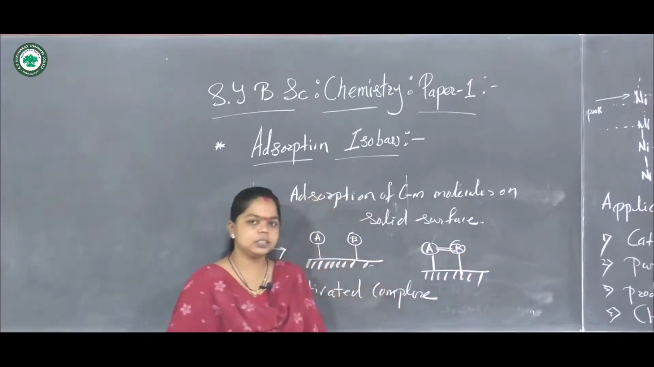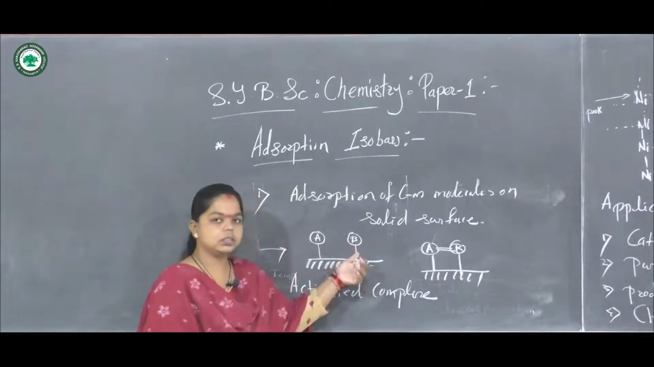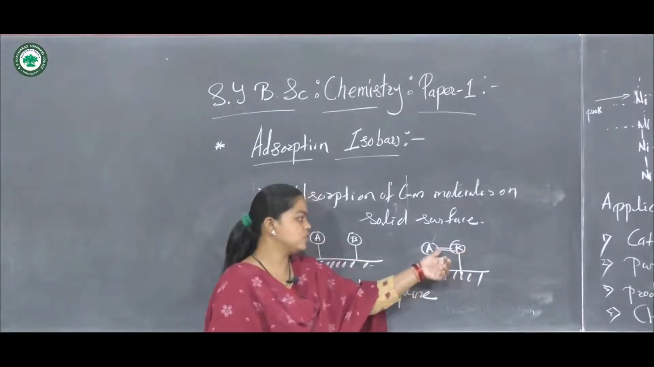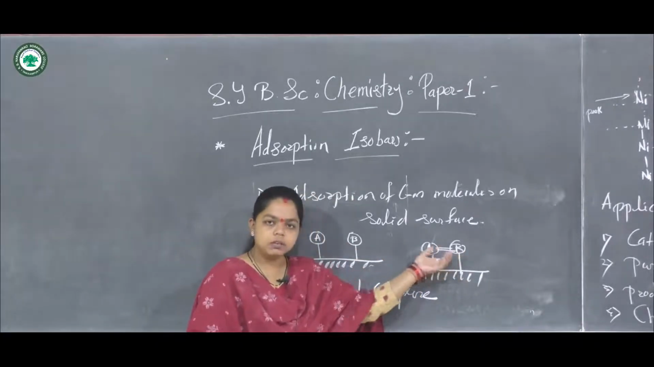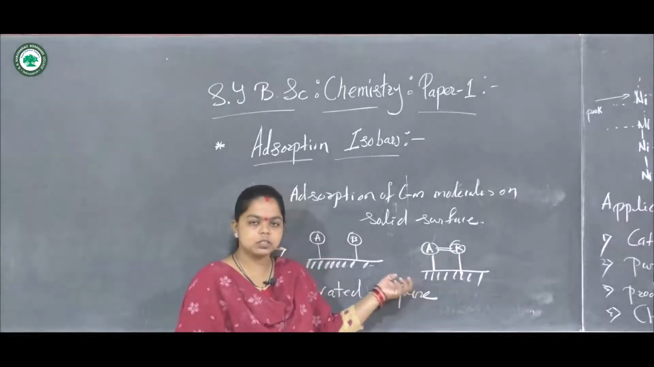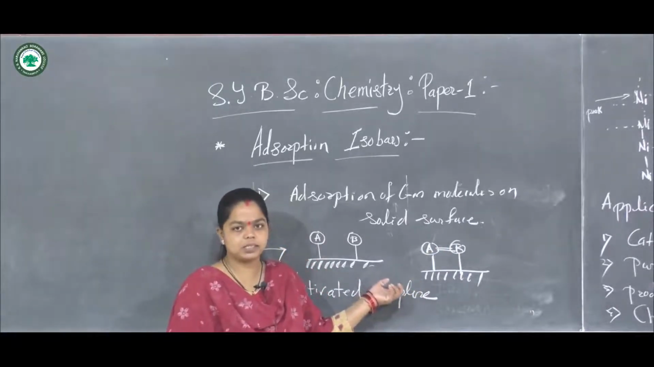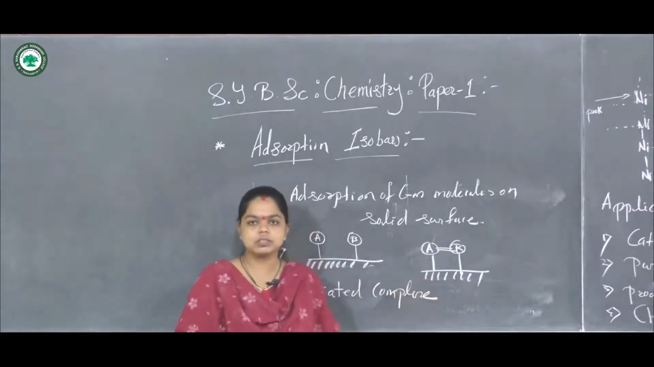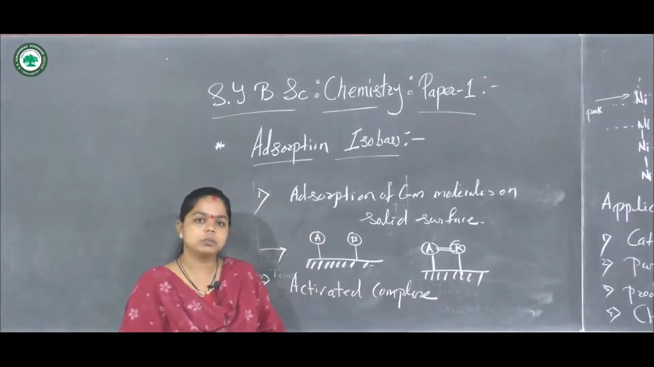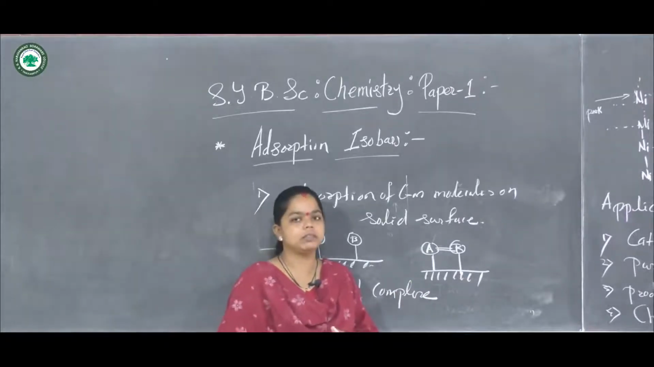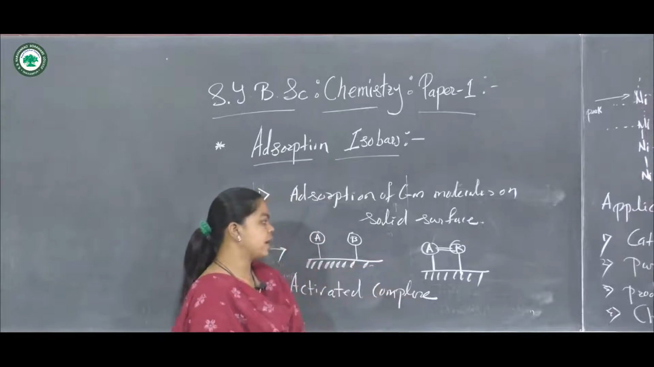So in the second step, the two adsorbed gas molecules react, approach each other, and the activated complex is formed. According to transition state theory, we know that the product must be formed via the activated complex. This is the second step.